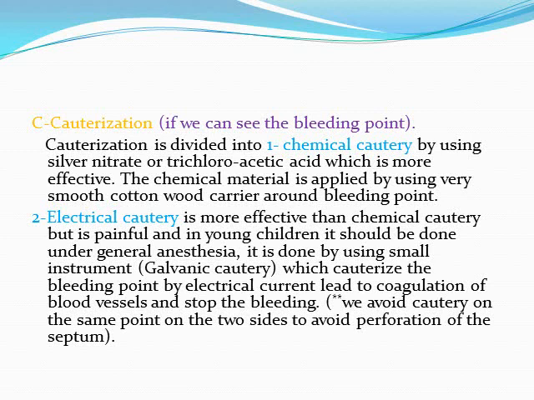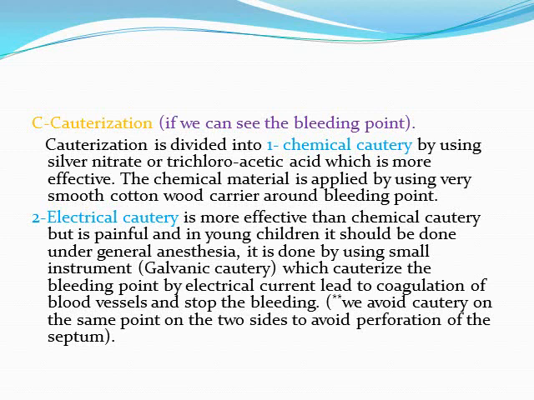Cauterization is divided into either chemical cautery by using silver nitrate or trichloroacetic acid, which is more effective than silver nitrate, and the chemical material is applied by using a very smooth cotton wool carrier around the bleeding point, not on the bleeding point itself, because it will cause rupture of the blood vessel and more bleeding. So we cauterize around the bleeding point.